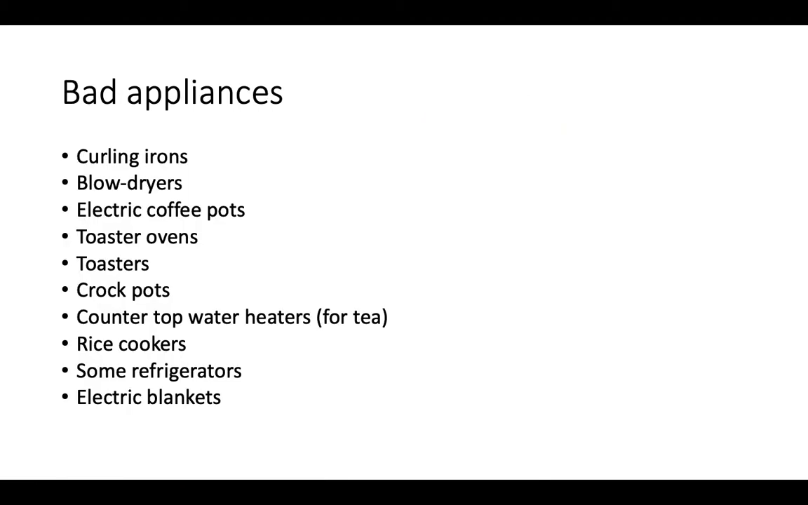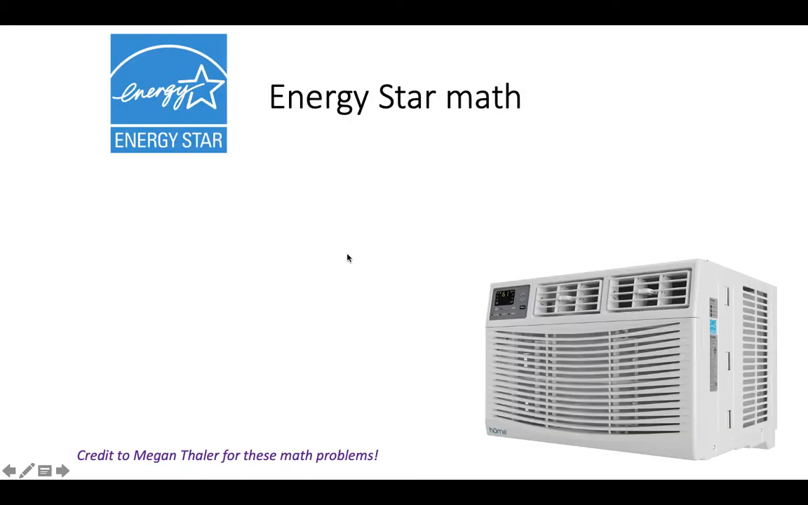Some bad appliances are appliances that produce heat and also don't direct the heat. Right? So something like a curling iron is just emanating heat off. It's not directing it in a specific area, and it's not contained like an oven or a microwave where the heat is contained and you can save it and use it. So a lot of these tend to waste a lot of energy.